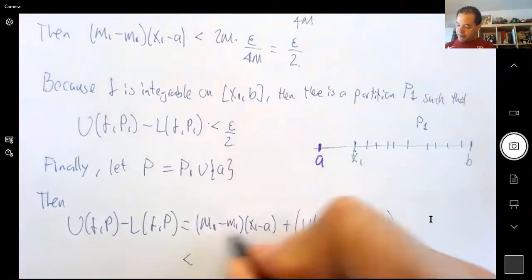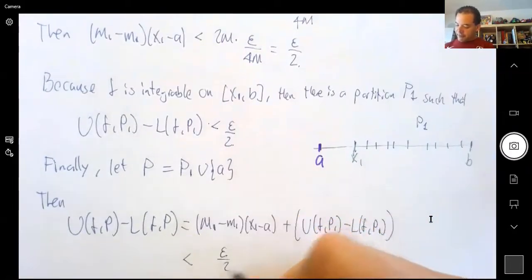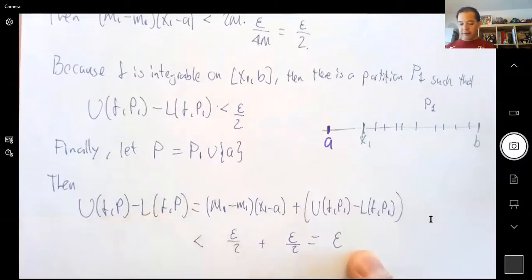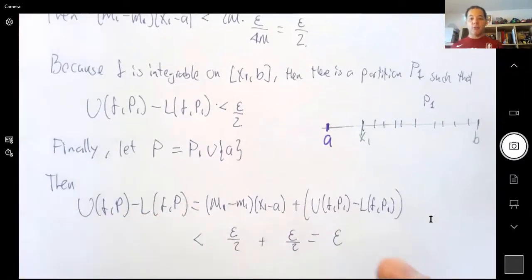And this part is less than epsilon over 2. And this part is less than epsilon over 2. So the one we constructed is less than epsilon. And we can do this for any epsilon. Therefore, by our integrability criterion, this one is integrable.